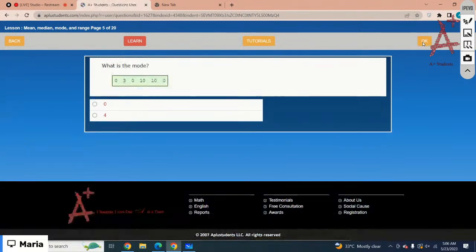What is the mode? So which is the correct option? Mode is the number that appears the most in the data. So here you have 0 appears 3 times. That means the mode of the data is 0.